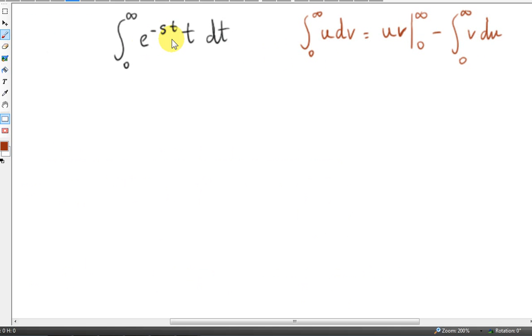We have to decide which of these two functions is u. This is where we can use the rule LIATE. A stands for an algebraic term, so the algebraic term here is t. E stands for the exponential term, which is e to the minus st. Since A comes before E in this rule, we let u equal t. So if u is equal to t, then dv, the differential, must be the rest of what's here, e to the minus st times dt.